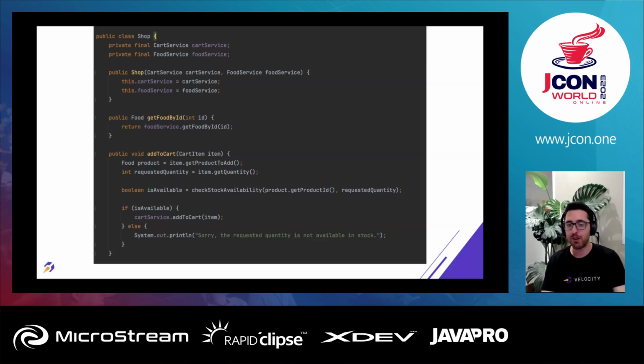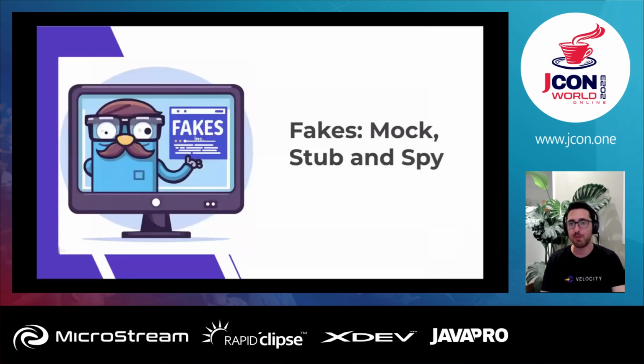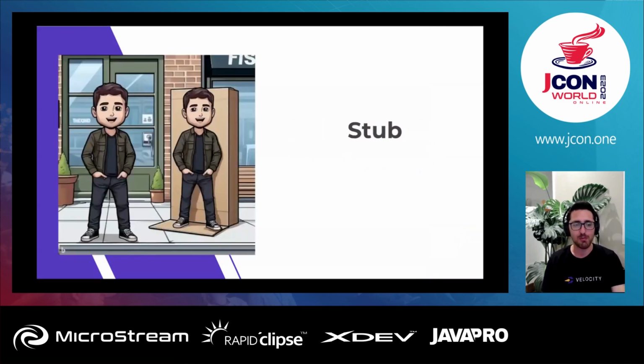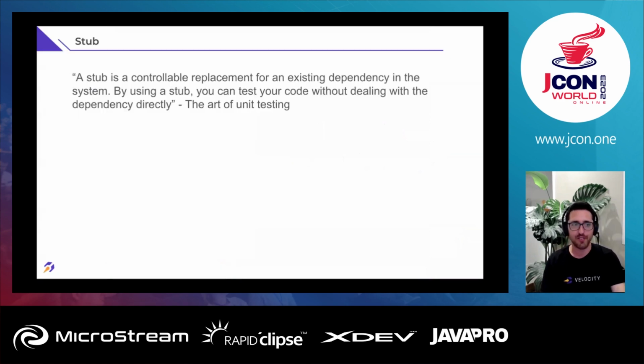Now, before we get to the actual principles, I want to talk about fakes. We have a mock, a stub, and a spy. A spy is not actually fake, but usually we talk about them together. Those three concepts are the main essence of unit testing. So let's start with the stub. First, let's define a stub. A stub is a controllable replacement for an existing dependency in the system. By using a stub, you can test your code without dealing with the dependency directly. It's from The Art of Unit Testing. I really like this definition, but let's see some coding examples.